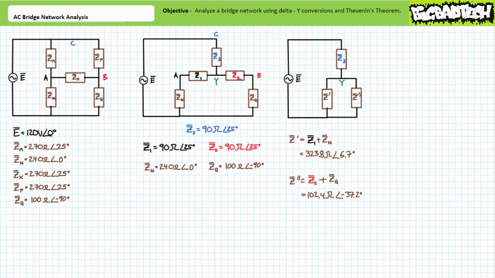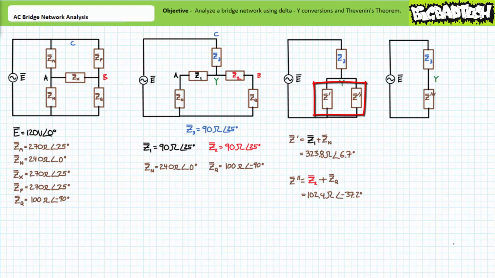Despite simplifying the circuit, we've lost access to our nodes of interest, A and B. Node A is internal to combined impedance Z single prime, and node B is internal to combined impedance Z double prime. Z single prime and Z double prime are perfectly in parallel with one another, a simplification I'm calling Z triple prime. Substituting in our given values, Z triple prime has a value of 82.1 ohms at an angle of negative 27.1 degrees. Z triple prime is perfectly in series with impedance element Z3.